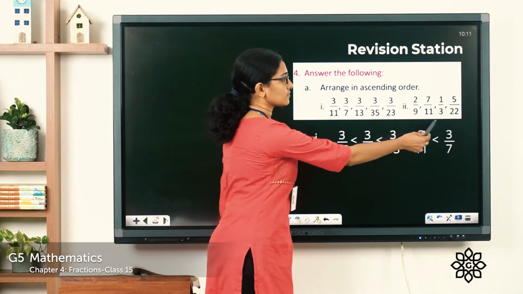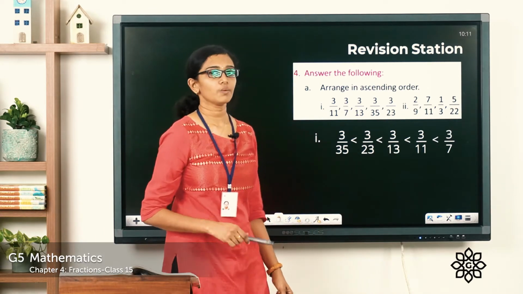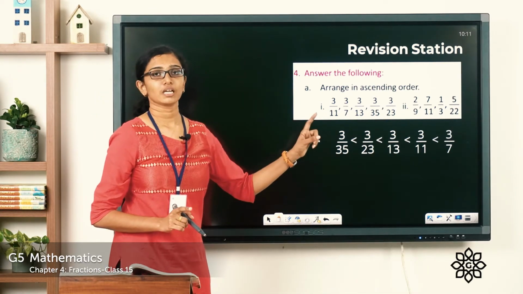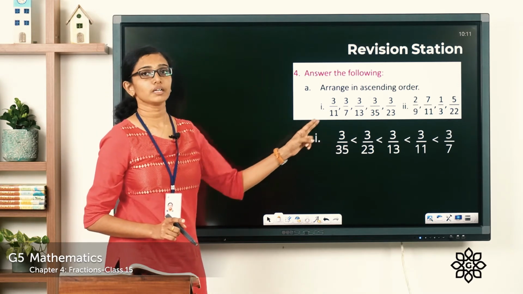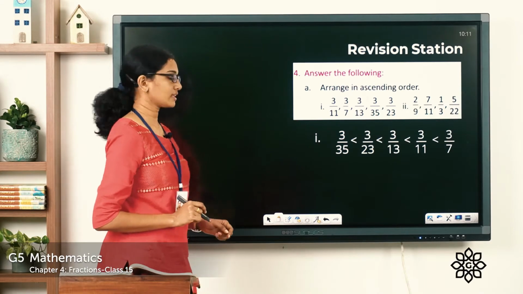Here these fractions are unlike fractions with different denominators. So how would you compare them? First, you have to make the denominators the same, or you have to convert these unlike fractions into like fractions and then compare the numerators.